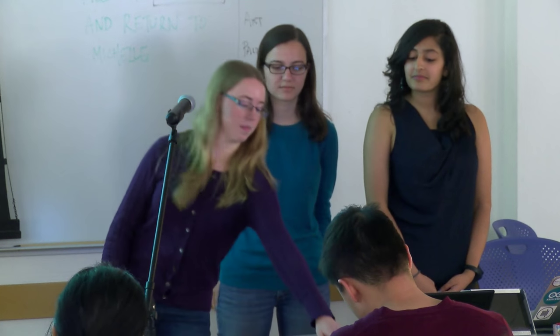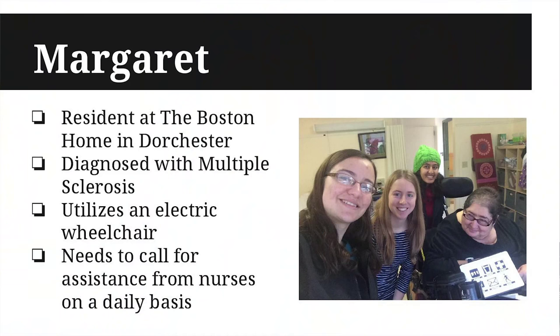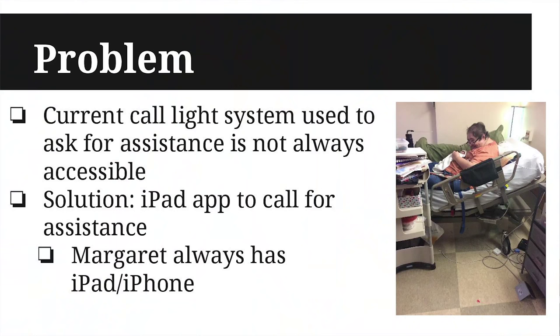My name's Beth, this is Tanya and Laura, and this semester we had the pleasure of working with Margaret, our client. She found herself in this very situation, and because of that, she wanted a better way to call for help. She lives in the Boston Home, an assisted living community for about 90 residents in Dorchester. She was diagnosed with multiple sclerosis, so she is bound to a wheelchair, as are all of the residents of the home.